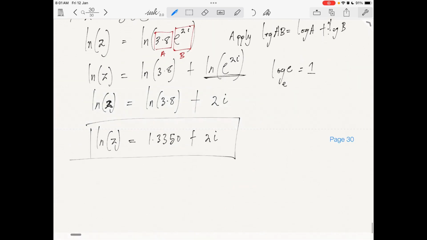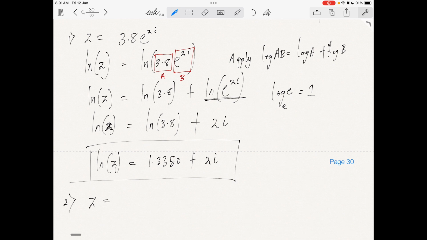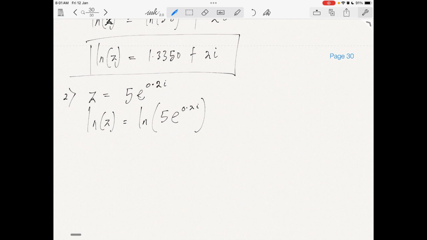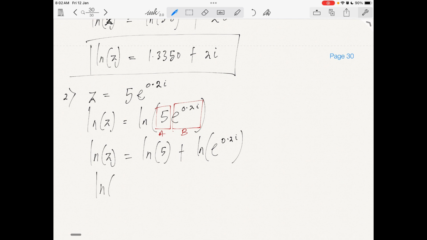So moving on, let's take another example. Let's say z is equal to 5 exponential 0.2i. And we want to evaluate the logarithm of this. So we take the natural logarithm of both sides. That will give us ln z is equal to ln 5 exponential 0.2i. Now we apply the principle of log ab is equal to log a plus log b. So thereafter we can split this. So we have ln 5 plus ln exponential 0.2i. So this will give us ln z is equal to ln 5 plus, because these two will cancel out, we will be left with 0.2i.